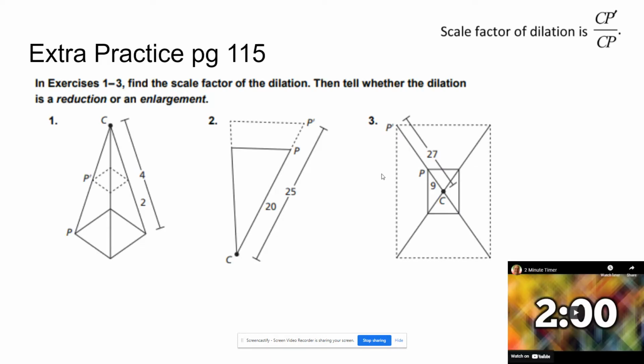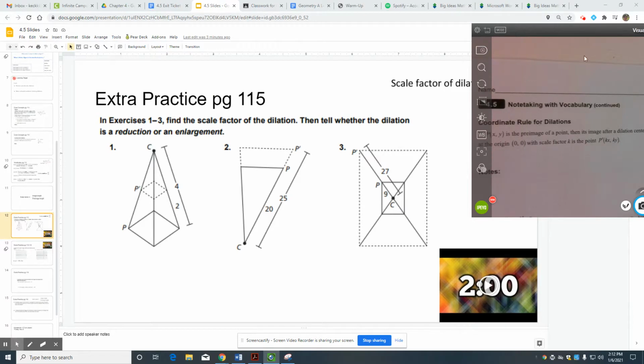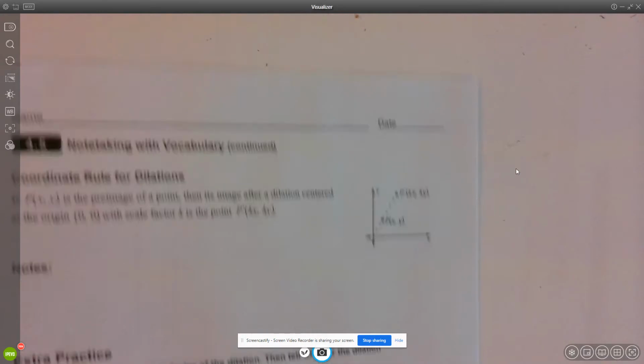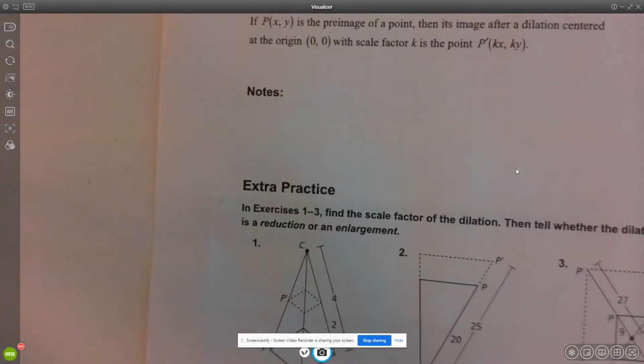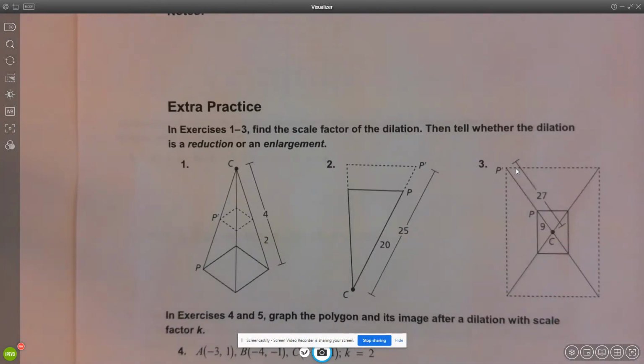So we're going to go ahead and turn to page 115 in our student journal, and we're going to work through 1 through 3, and then we're going to practice doing a few dilations ourselves. So we're on page 115. In 1 through 3, find the scale factor of the dilation. Tell whether the dilation is a reduction or an enlargement.